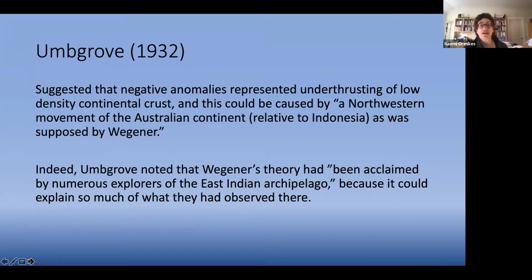So Umbgrove in 1932 had suggested that the negative anomalies represented underthrusting of low density continental crust, and that this could be caused by, quote, "a northwestern movement of the Australian continent relative to Indonesia, as was supposed by Wegener." Indeed, Umbgrove noted that Wegener's theory had, quote, "been acclaimed by numerous explorers of the East Indian archipelago," precisely because it could explain so much of what they had observed there.